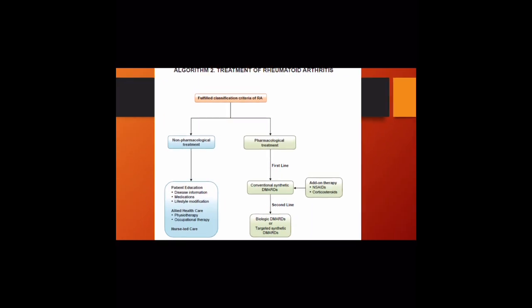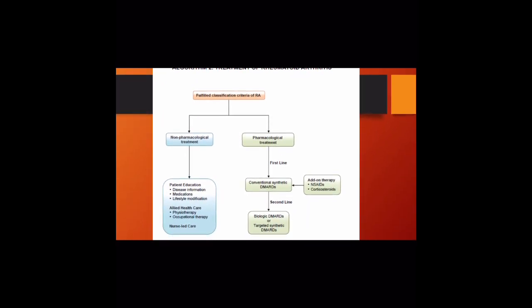Okay, this is algorithm 2. This is the treatment. Treatment, basically, we have non-pharmacological and pharmacological treatment. For non-pharmacological, what is most important is patient education. A patient must know about their disease, their medications, their lifestyle modification, and of course, we need the help of allied healthcare personnel like occupational therapists and physiotherapists. In a tertiary center, you can find nurse-led care, which will assist these patients who are diagnosed with rheumatoid arthritis to go on with their life and to see what outcome. How to help them.